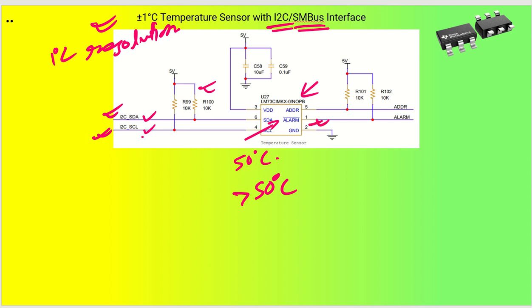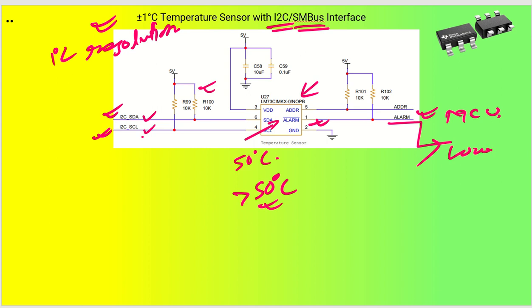So this is the alarm bar pin, which goes low. Whenever this temperature sensor senses a temperature more than the set value, this alarm pin will go low, and this alarm pin will be connected to one of the pins of the microcontroller. So that will see low and it will trigger an alarm.